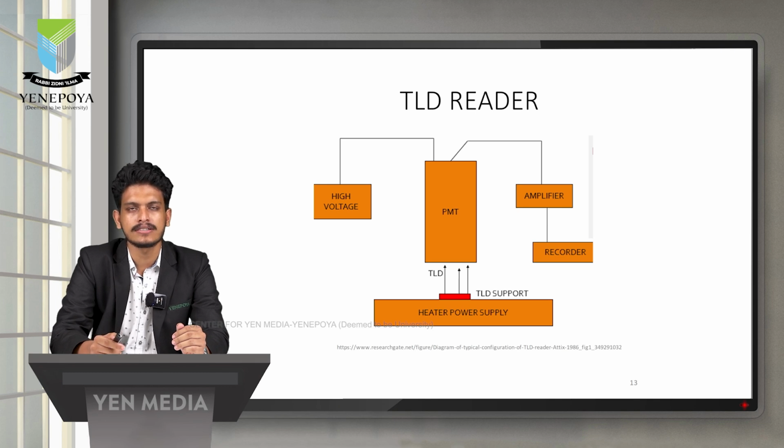These electric signals are then passed on to an amplifier, where the signals are amplified. We do amplification so that even a minute amount of radiation is easily detected. Whether it is a high radiation dose or a low radiation dose, it can be easily detected by proper amplification of the signal. After amplifying the signal, it is passed on to the recorder, where the recorder will digitalize the signal, convert it and store the data. So these are the major things happening in the TLD reader.